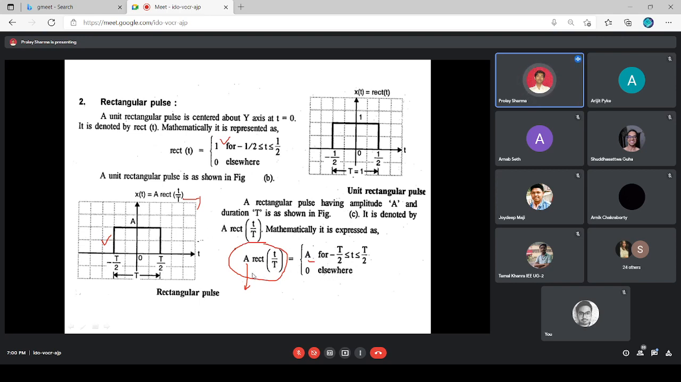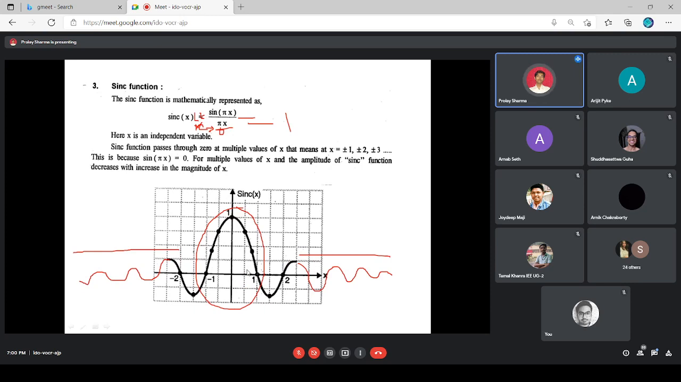And the function is represented by this expression a rect small t by capital T, where obviously capital T is the duration of the rect. This is the duration of the rectangular pulse, and this is the independent parameter time, and this is the amplitude of the rect. Next is the sinc function.